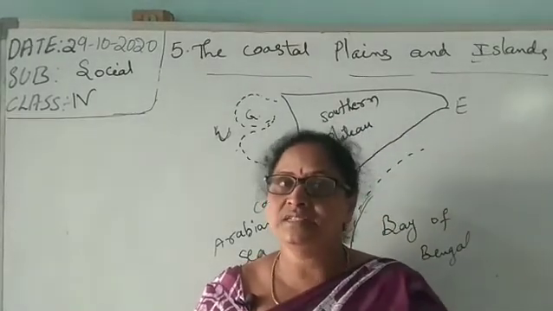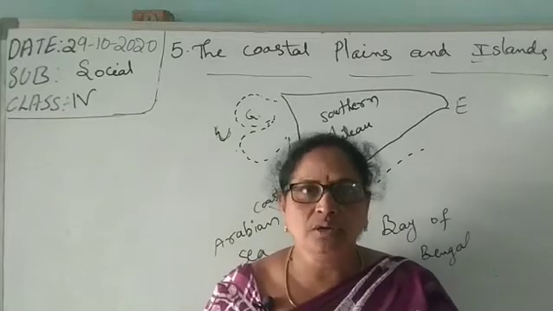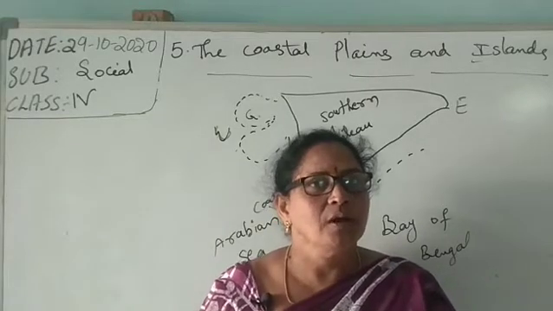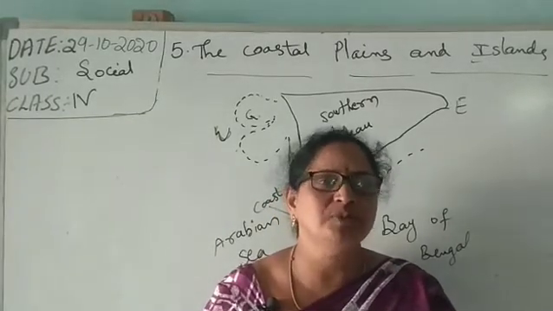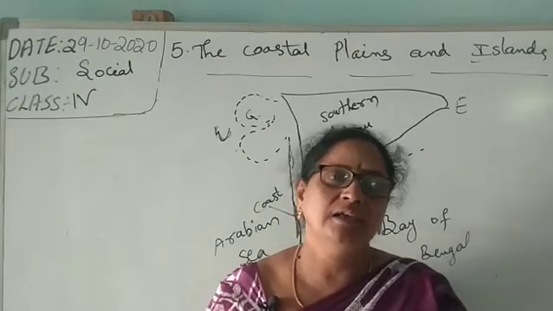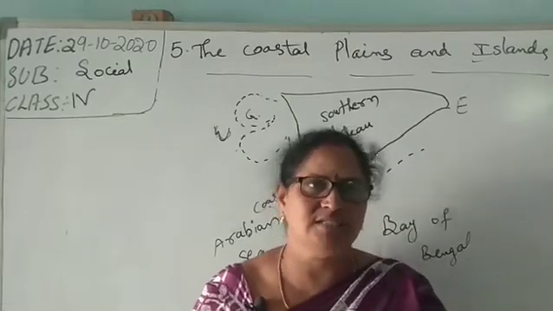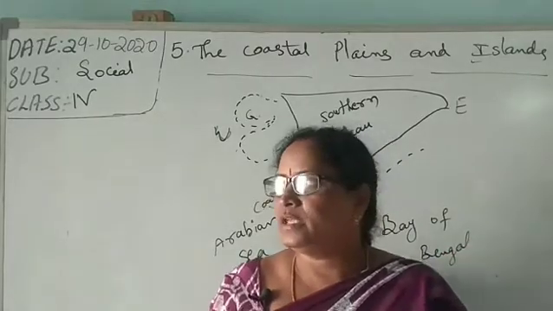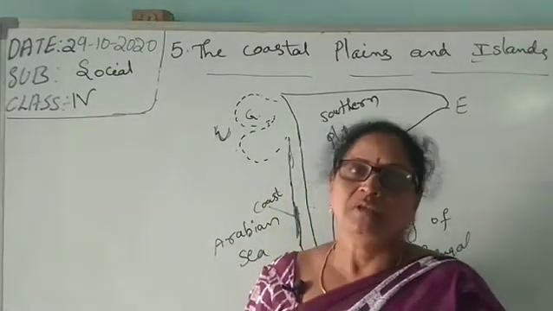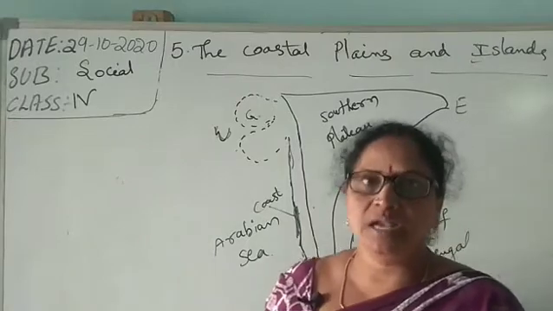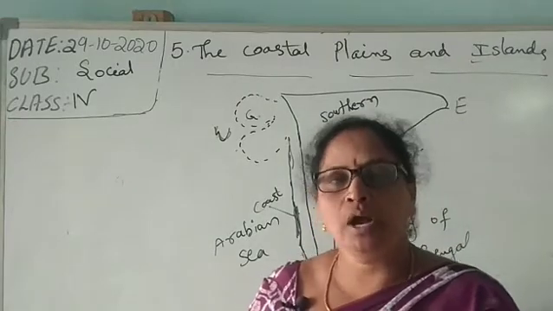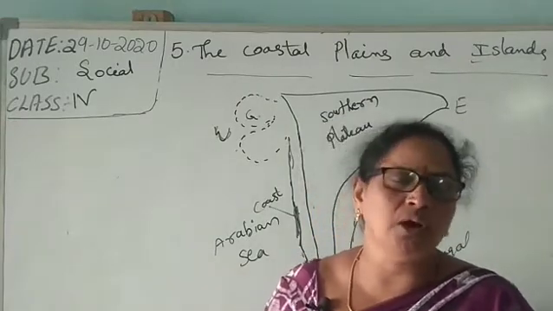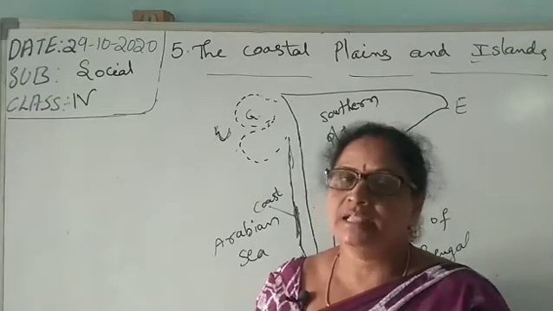Okay, and this Konkan coast is very famous for commercial activity. Commercial means business. Why? Because there is a commercial port in Mumbai, a good port for exporting and importing. It is also very rich in oil deposits. So many oil wells are found in these places on the Konkan coast.